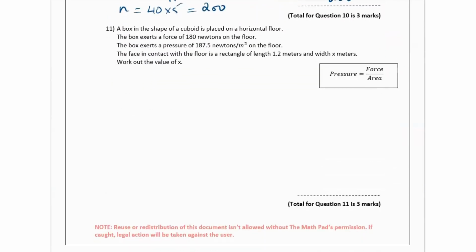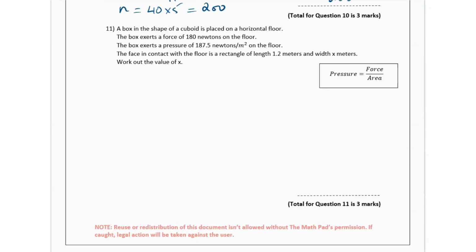Then a box in the shape of a cuboid is placed on a horizontal floor. The box exerts a force of 180 newtons on the floor. The box exerts a pressure of 187.5 newtons per meter square on the floor. The face in contact with the floor is a rectangle of length 1.2 meters and width x meters. We have to find the value of x.